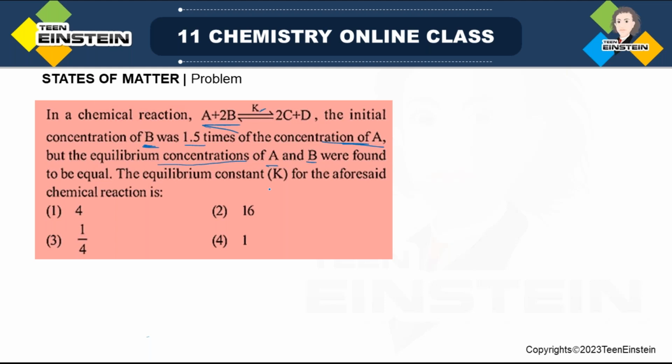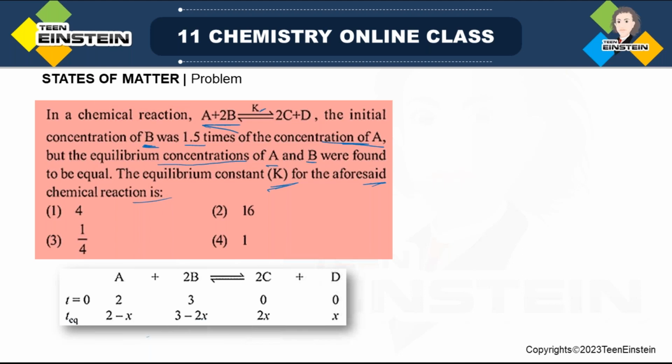So from this information, you have to find the equilibrium constant K for the previously mentioned chemical reaction. We have 4 different values: 4, 16, 1 by 4 and 1. So what you will do is write this equation and assume any X or A, whatever, as the initial concentration. We have written this reaction, and the initial concentration is mentioned as 1.5 times.